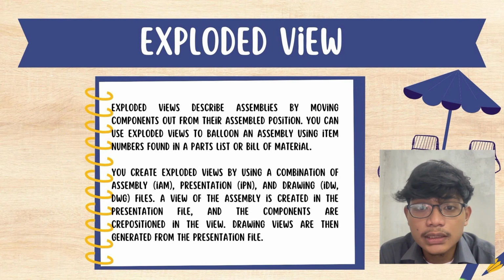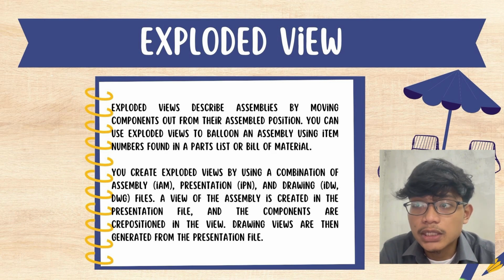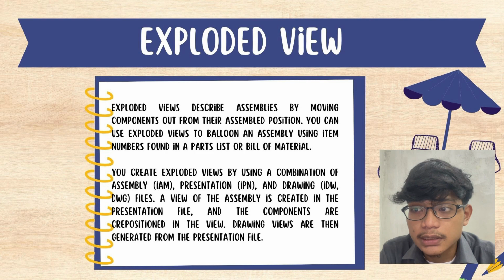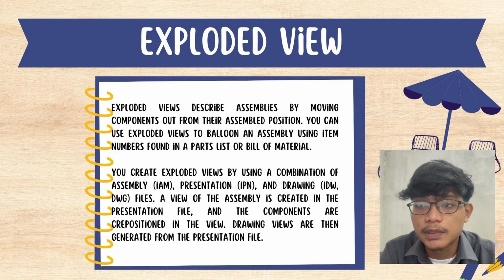Okay, next is the exploded view. For those who are wondering what an exploded view is, it shows assemblies by moving components out from the assembled position. You can use an exploded view to balloon an assembly using an item number found in a parts list or bill of material. An exploded view is made using a combination of assembly, presentation, and drawing files. A view of the assembly is created in the presentation file and the components are positioned in the view. Drawing views are then generated from the presentation file.